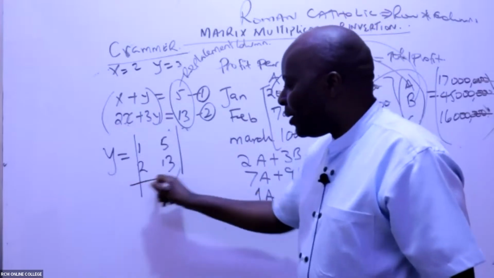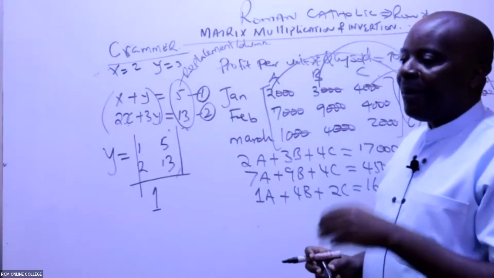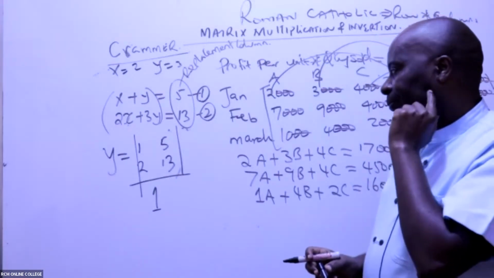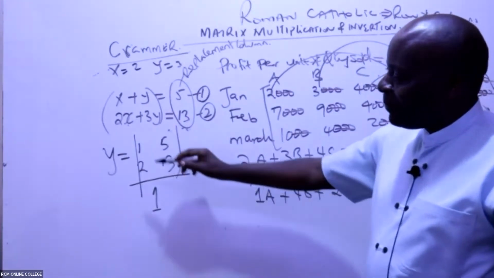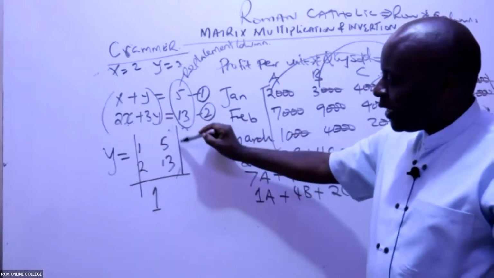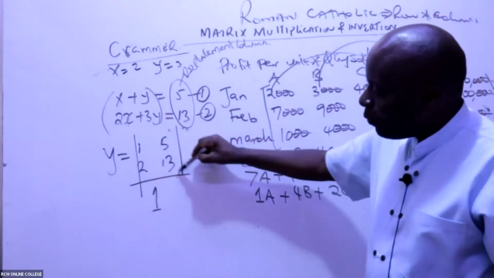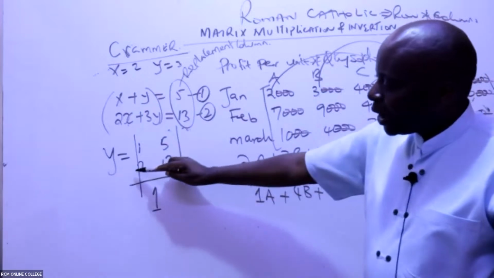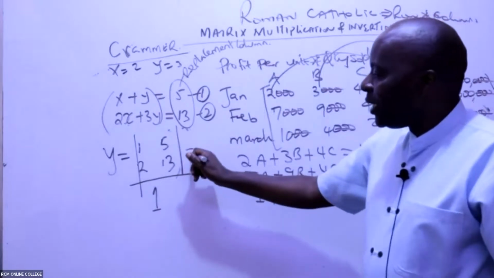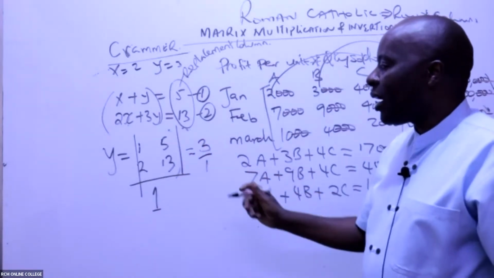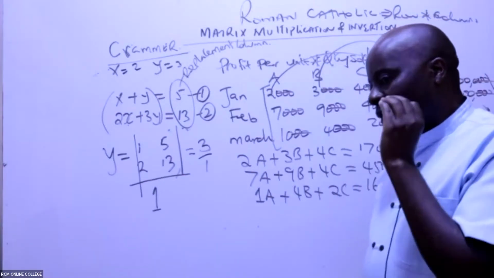Now we shall be able to divide these by the determinant of the base. Is there somebody who is able to give me the determinant? Whenever you see these two strokes over these lines, it means that we get the determinant. It will be product of primary 13 minus product of secondary 10. So 13 minus 10 gives me 3. 3 divided by 1 gives me 3. So y is 3.